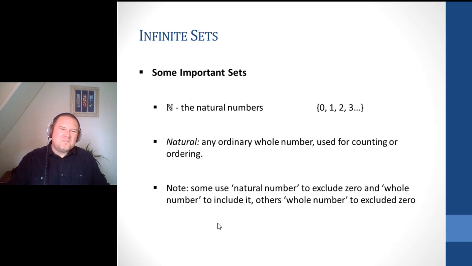Some use natural to exclude 0 and whole number to include it. Others use whole number to exclude 0 and natural to include it. I'm going to just use natural here. So this little N is the set of the naturals. What's notable is it's pretty clear there's an infinite number of natural numbers. So there's going to be a whole lot of them. Now, that's our first important set, N, the naturals.